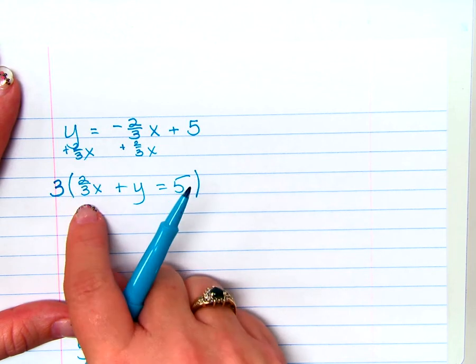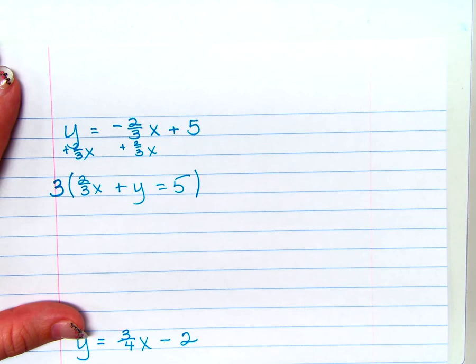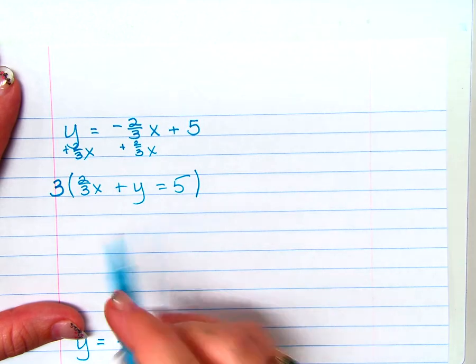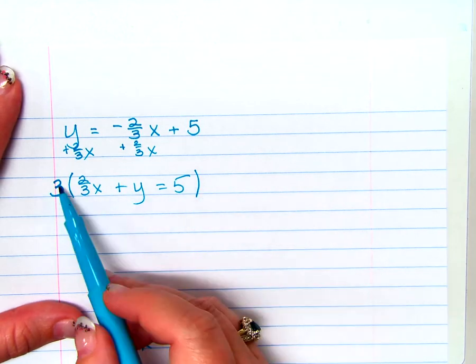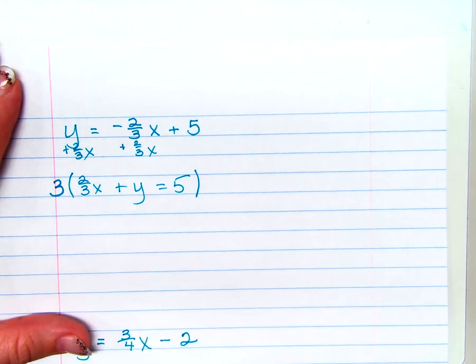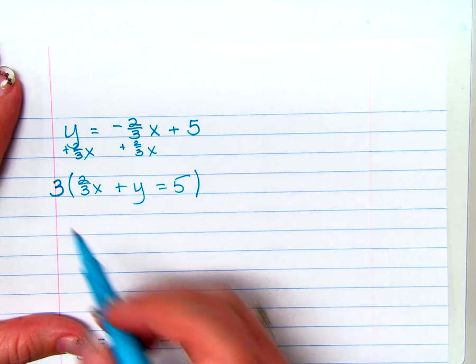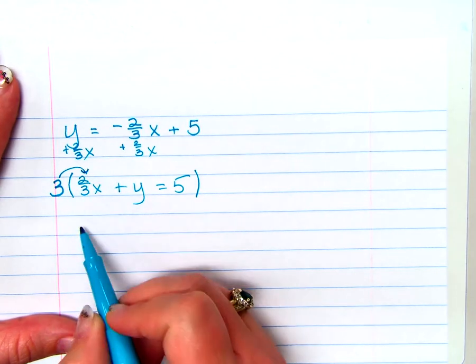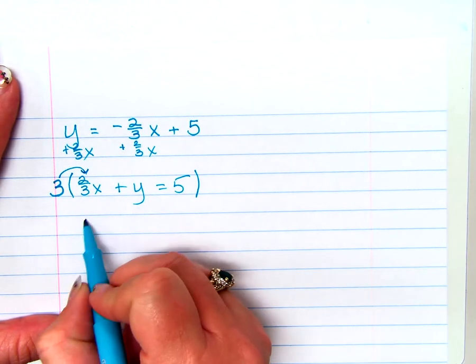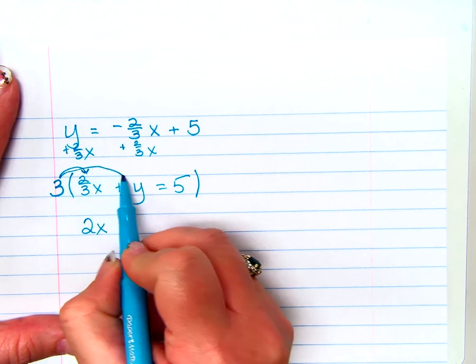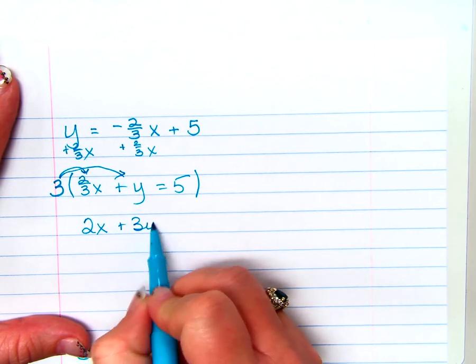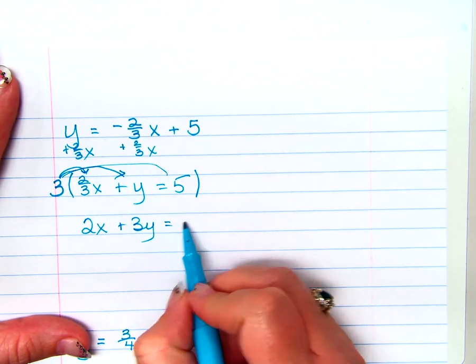3 over 1 times 2 over 3 just equals 2. I don't have any other fractions in here to worry about, but if I did, I would find the greatest common factor and use that common factor to get rid of the fractions by multiplication. So if I distribute this 3, multiply every term by 3, I get 2x plus 3y equals 15.